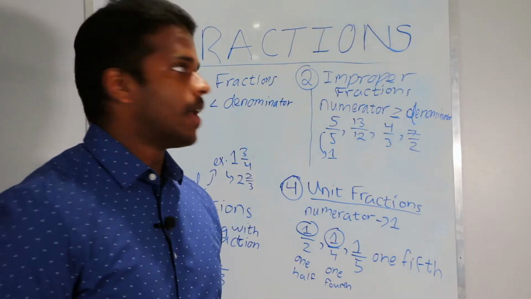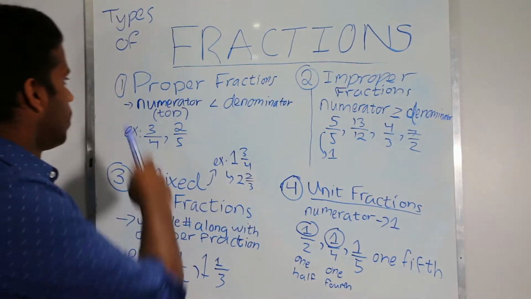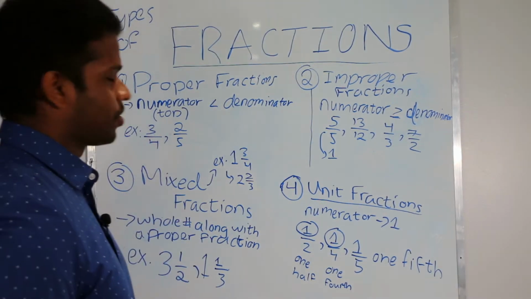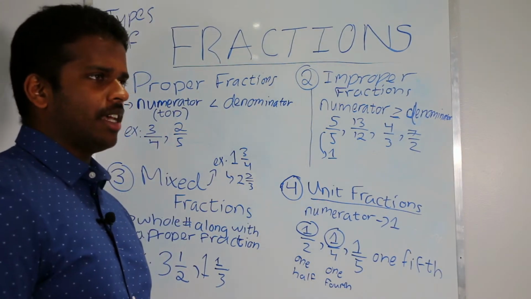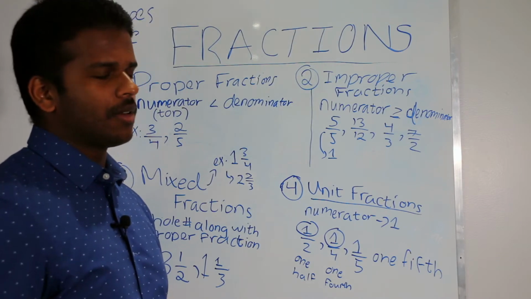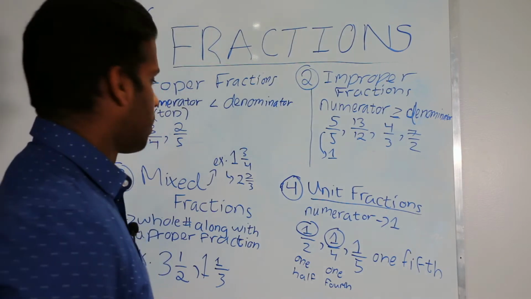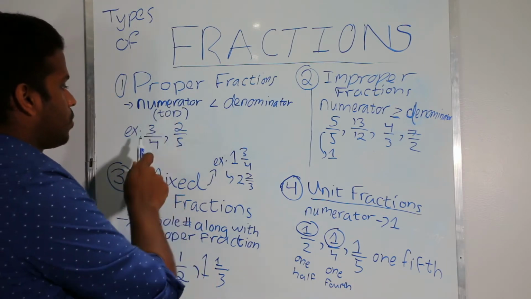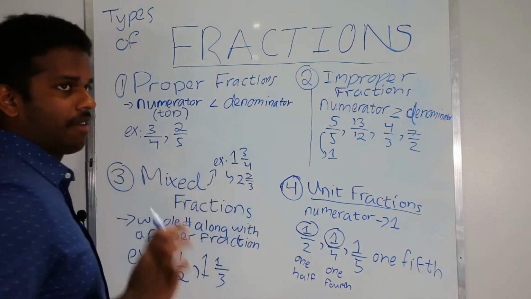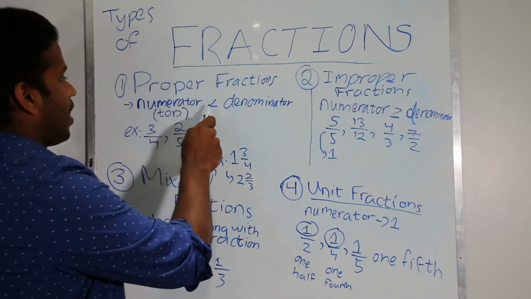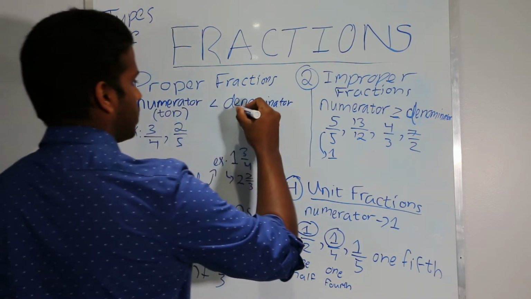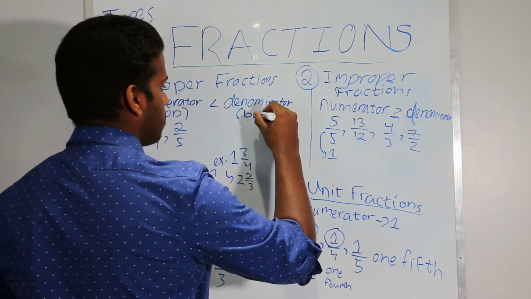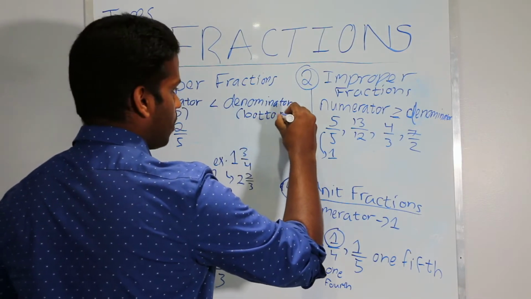So let's get to it. The types of fractions. First we have the proper fractions. Proper fractions, you've probably seen a lot at school and around the place. That's when the numerator, the top number in a fraction, is less than the denominator. The denominator is the bottom number, the one below the fraction bar.